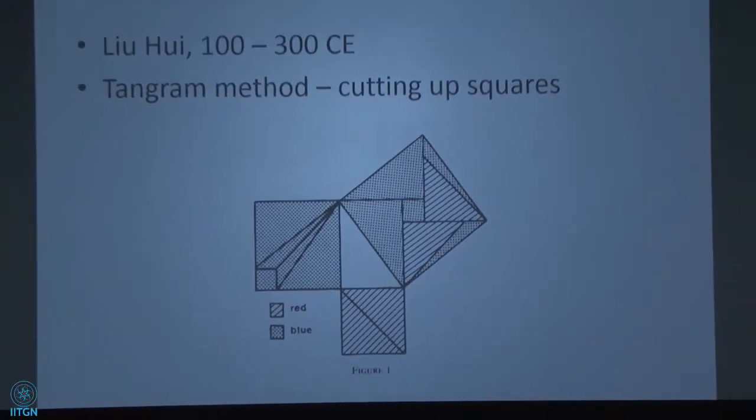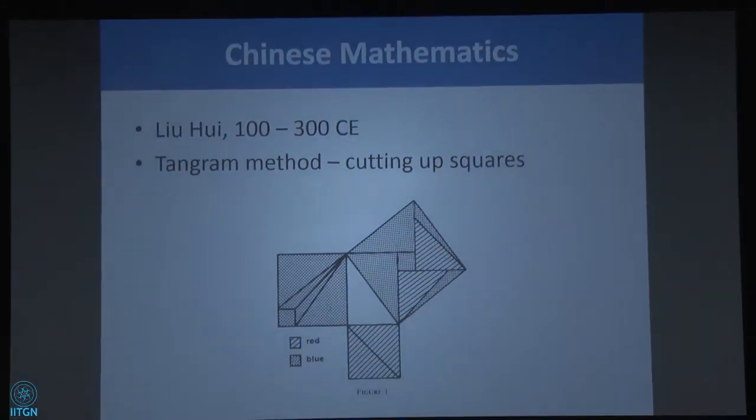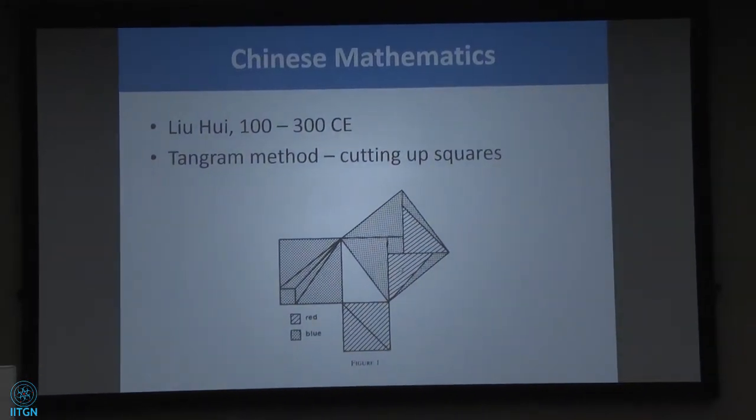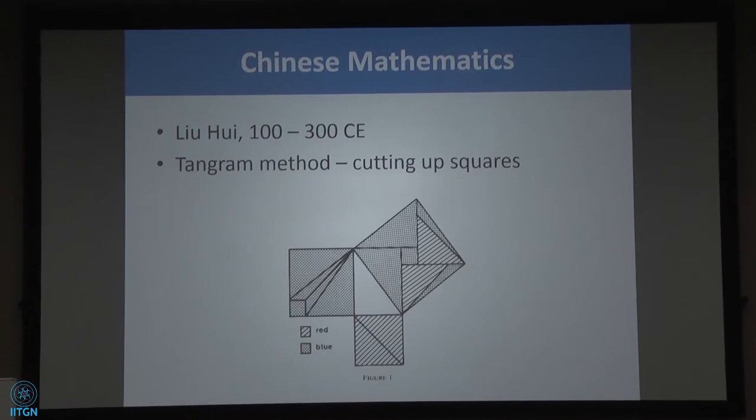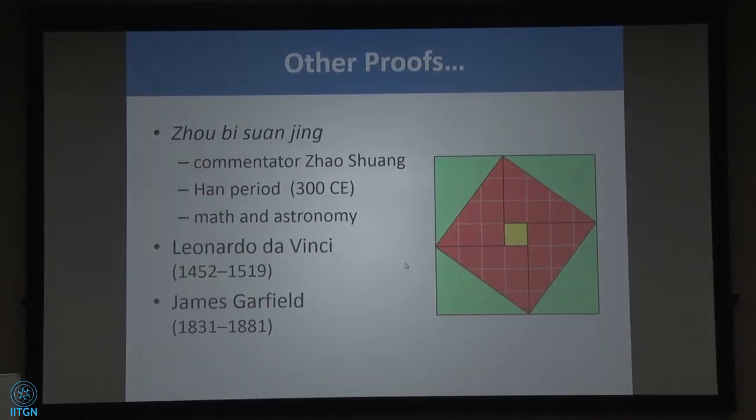In the Chinese tradition, there is this tangram method by the mathematician Liu Hui, which basically cuts up these squares on the sides of the arms of the right triangle, and then reassembles these cut-up pieces to perfectly fit the square on the hypotenuse. This is like the tangram game that you might be familiar with.